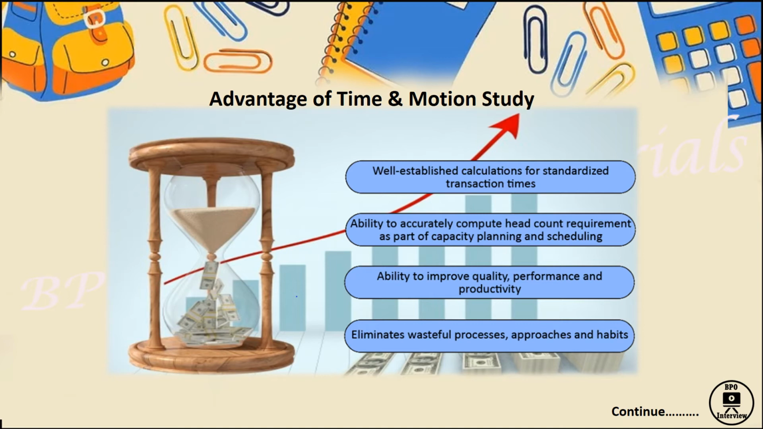Ability to accurately compute head count requirement as per the capacity planning and scheduling. Yes, this is also something we have discussed. With the help of this, we will get to know what actual head count we require and what amount of time is required to complete that particular task. Every time, the target set by the client and the time we take in completing the task may sometimes vary. At that time we need to cross check whether we require more associates to complete the task, or whether it can be done within the given standard time.